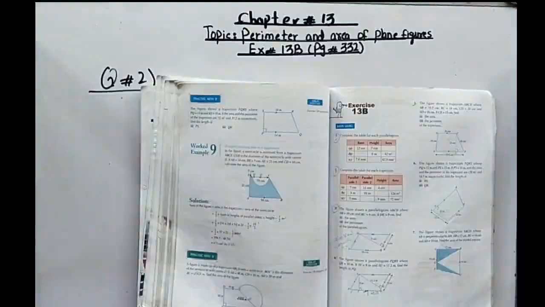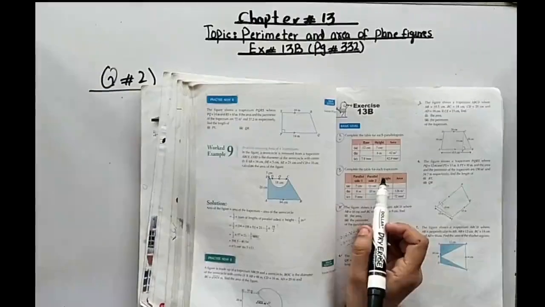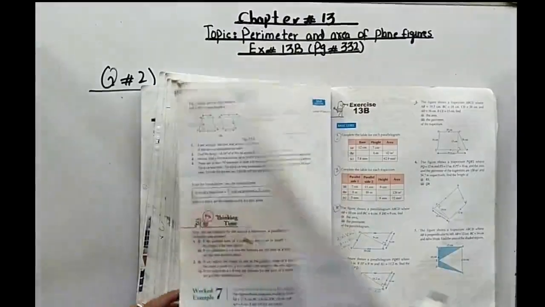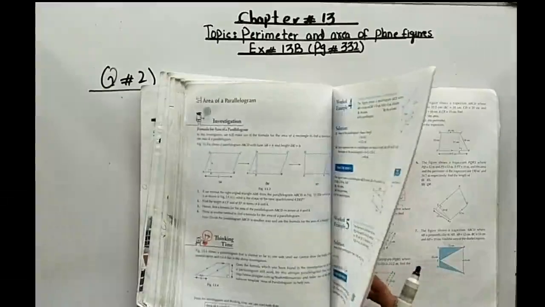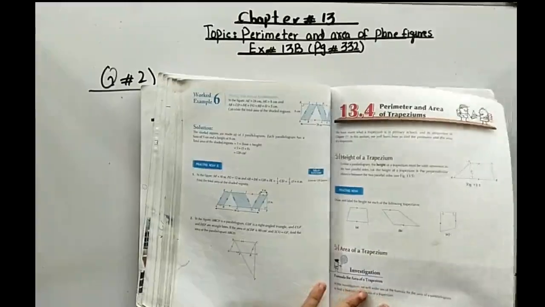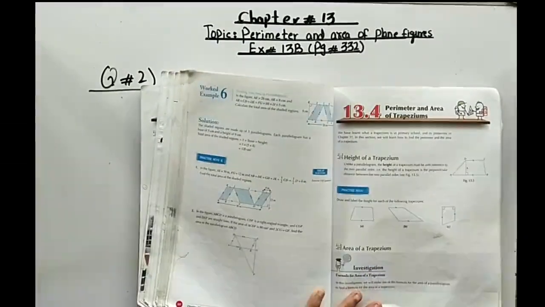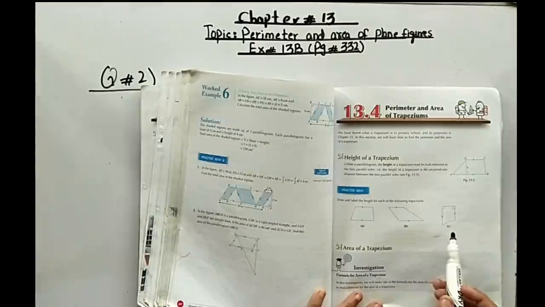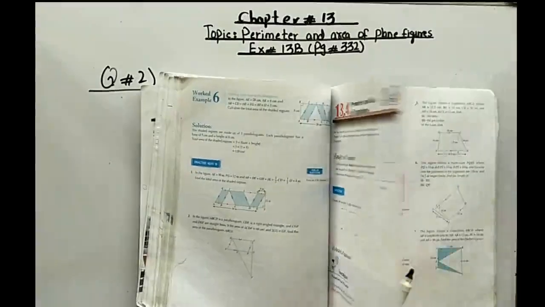Okay, in question number 2, complete the table for each trapezium. A trapezium is a shape in which any two sides are parallel. Fine. So you can see this one. Trapezium means any two sides will be parallel. So these are the shapes, and these shapes are just like a trapezium.